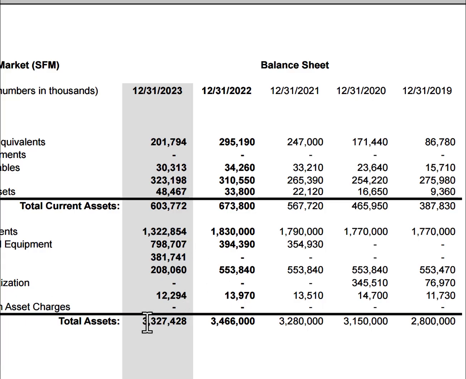And the total assets being $3.327 billion. The net income, let's make sure I got that right. It was about 258, as I remember. Yes, of course it was.